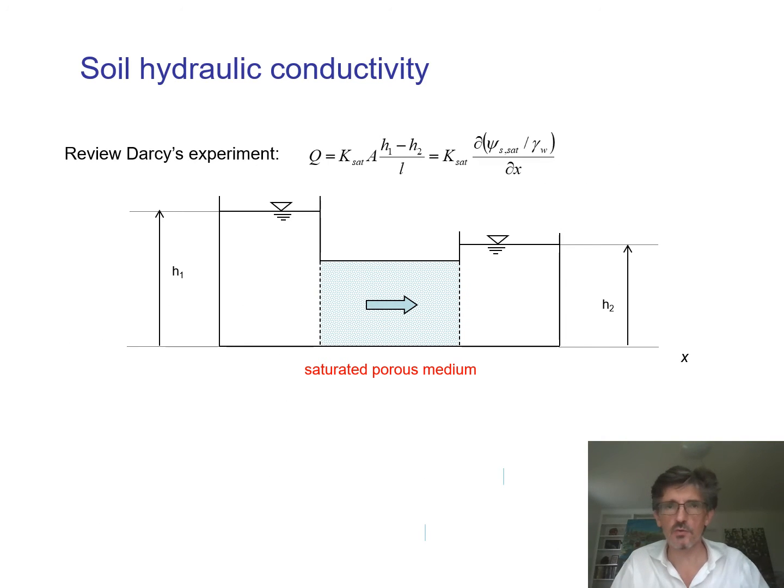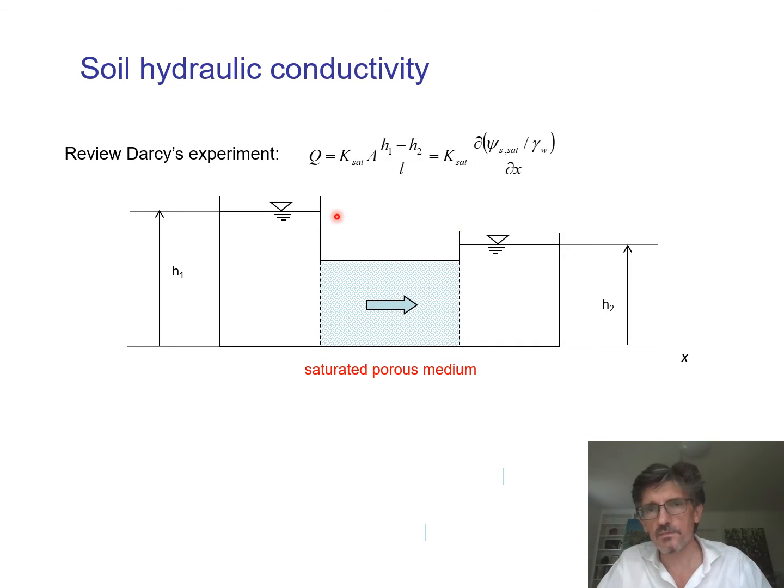The second quantity that we want to introduce is the soil hydraulic conductivity. We will start with the definition of the soil hydraulic conductivity in saturated conditions for this porous medium, saturated with water, and we will follow the classic Darcy's experiment that we all know from hydraulics. This filter has water flowing through it in steady state because the levels are kept constant, and the flow is driven by this gradient in hydraulic head between the upstream and the downstream levels, H1 and H2.